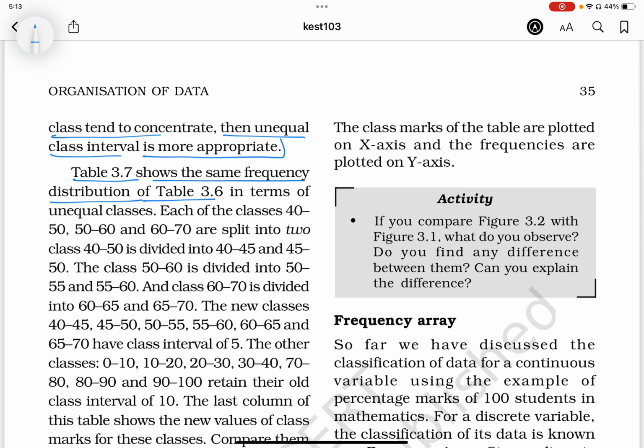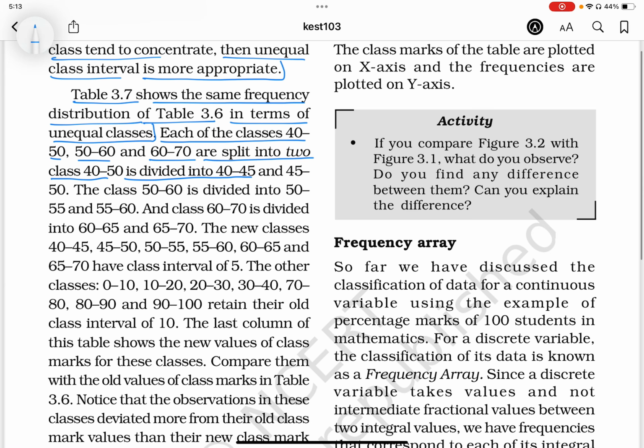Table 3.6 in terms of unequal classes. Each of the classes 40 to 50, 50 to 60, 60 to 70 is split into two classes. 40 to 50 is divided into 40 to 45 and 45 to 50. The class 50 to 60 is divided into 50 to 55 and 55 to 60, and class 60 to 70 is divided into 60 to 65 and 65 to 70.